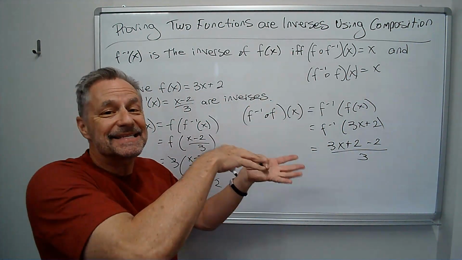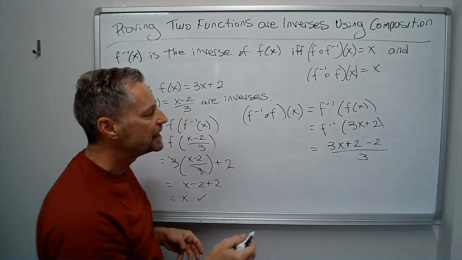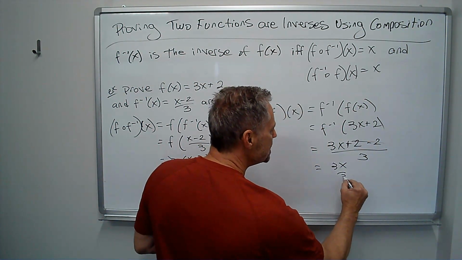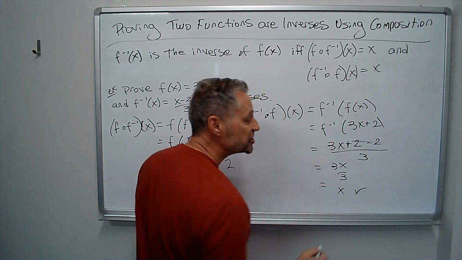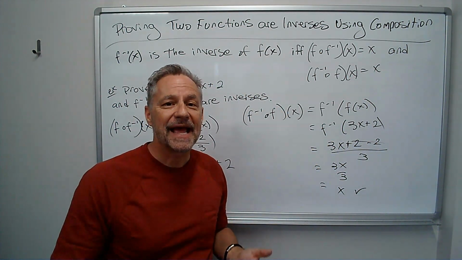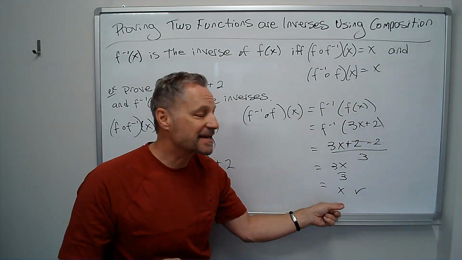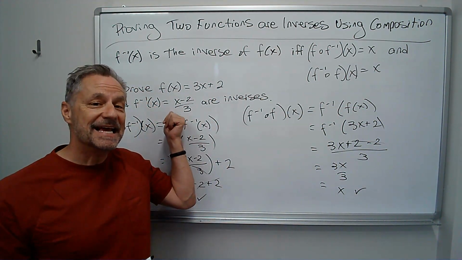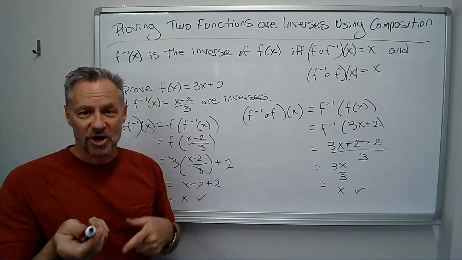So notice it's the same stuff, just in a different order. This time the plus 2 and minus 2 cancel out. I get 3x over 3, which of course is x. I showed it both ways, and since both ways I start with x, I end with x, composition tells me, yes, in fact, these two functions are inverses.